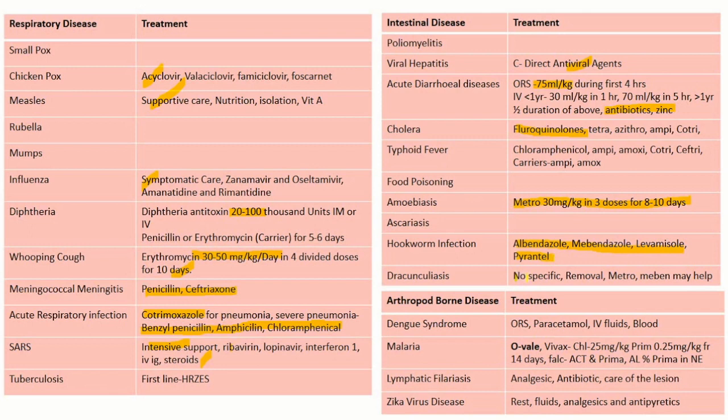Dracunculiasis, there is no specific treatment. Removal of the worm from the site. Metronidazole has a role. Mebendazole also may help. Dengue syndrome, ORS plays an important role, followed by paracetamol, IV fluids. For hemorrhage and shock, IV fluids and blood will be useful.